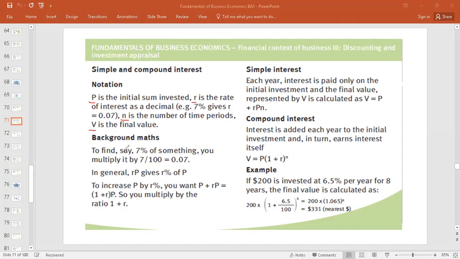There's a simple example given, say, 7%. 7% can also be written as 0.07. In general, R and P gives us R percentage of P. So, when an investment is made, let's say 100 rupees is invested, and interest is earned at, say, 5%, it would be 100 into 5%. So R into P, as simple as that. That is basic, that is logical.